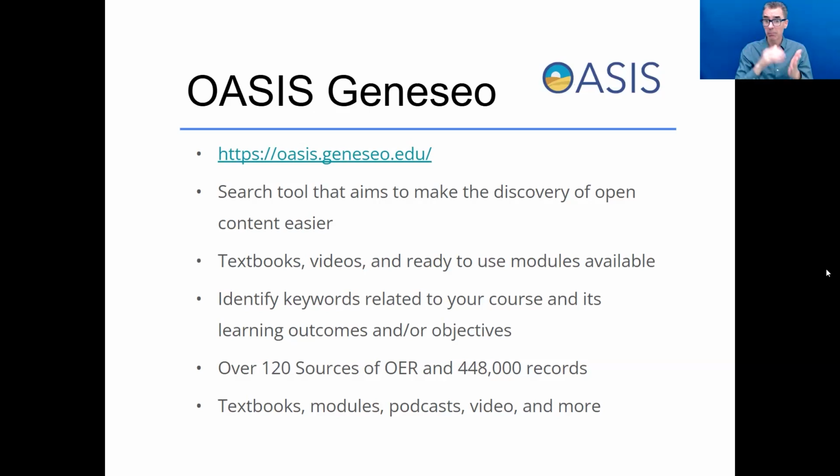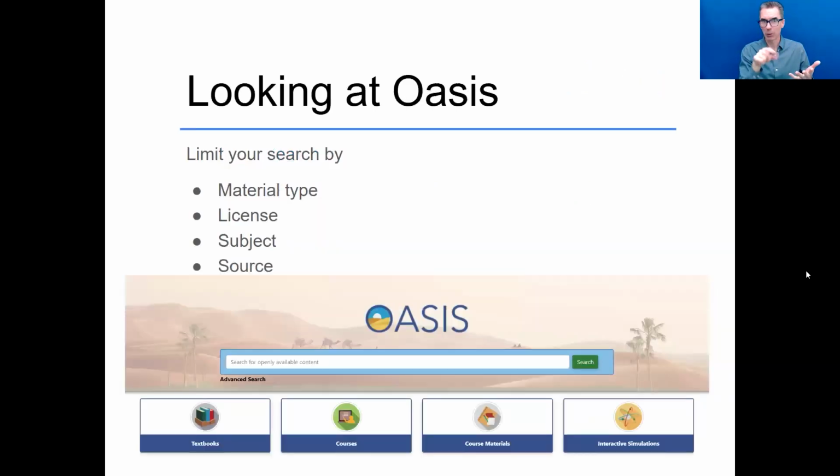So I would say if you don't get easily overwhelmed by too many search results or get information overload, you can go to OASIS and just do a wide search.